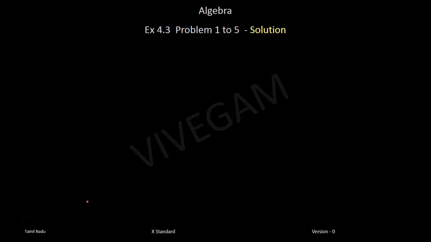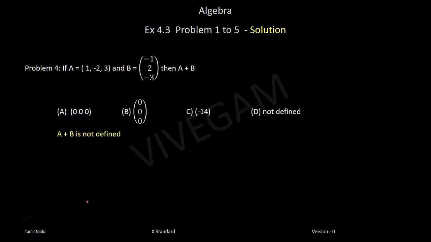Okay. Now let's go to problem 4. If matrix A is a column matrix with entries 1, minus 2, 3, and matrix B is a row matrix, minus 1, 2, 3, then A plus B is not defined. For two matrices to be added, they must have the same order. A is 3 rows by 1 column. Sorry, B is 1 row by 3 columns, am I right? That is 1 row and 3 columns, while A is 3 rows and 1 column.